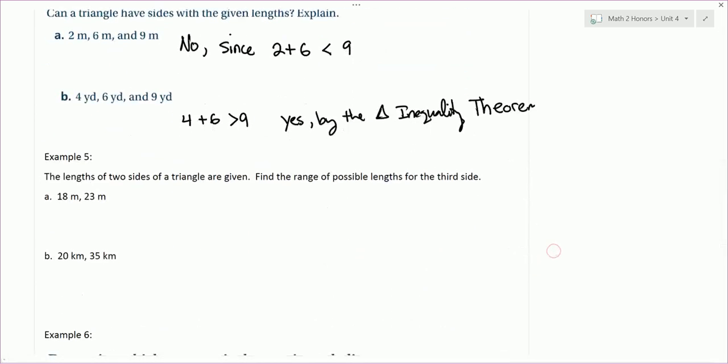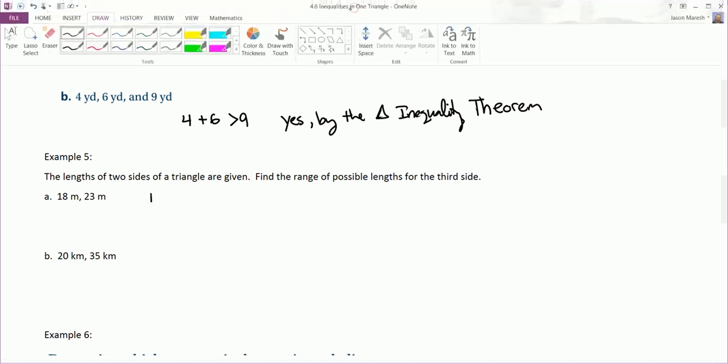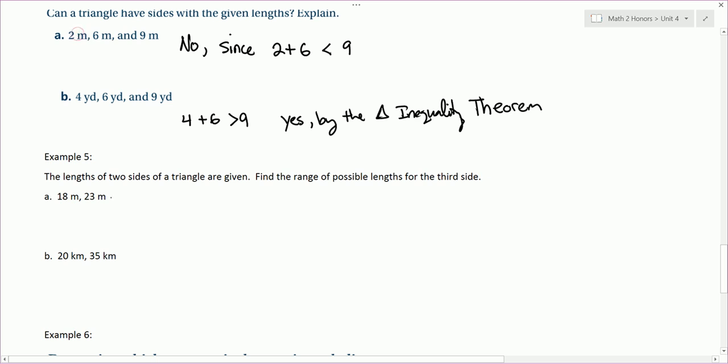Example 5. The lengths of two sides of a triangle are given: 18 and 23. Find the range of possible lengths for the third side. So there are two cases here. First, 18 and 23 may be the smallest sides. Let's say our third side is x meters. If 18 and 23 are smaller than x, then we would want 18 plus 23 to be larger than x. 18 plus 23 is 41. So x has got to be smaller than 41. That's the case when x is the largest side.